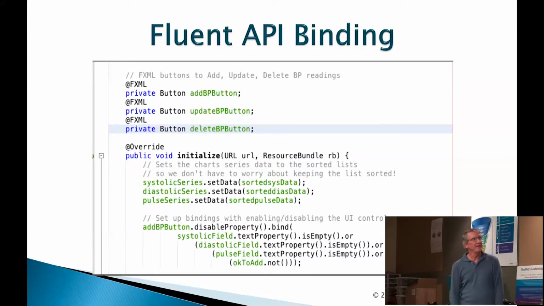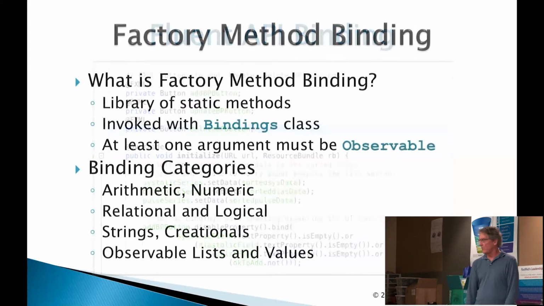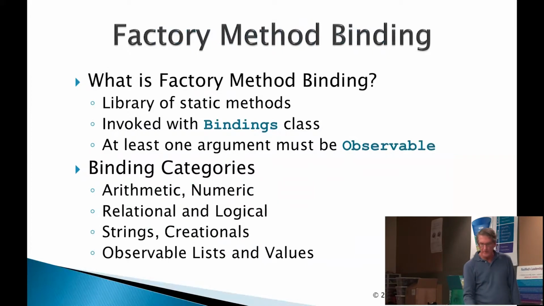So that's another appealing part about all this, is that it just makes implementations of UI logic a lot easier to work with. Okay, now there's another part of the library called factory method binding. This is a separate library that is organized a little bit differently. It is a library of static methods that you call with the Bindings class, and at least one argument to all of the methods must be observable. This has its own categories as well, so you can see they have quite a bit here. You have arithmetic bindings, numeric, relational, and logical. You can work with strings, you can do creationals, which we'll show you in a minute, and you can also work with observable lists and values.